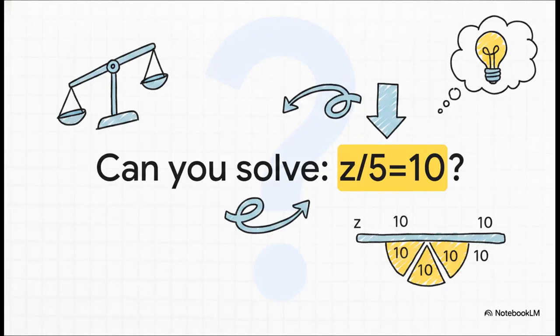Let's do a second pause and check, just to really cement this skill. This time around, your equation involves division. I want you to solve the equation z divided by 5 equals 10. Once again, pause the explainer right now, use your inverse operations, and find the value of z.